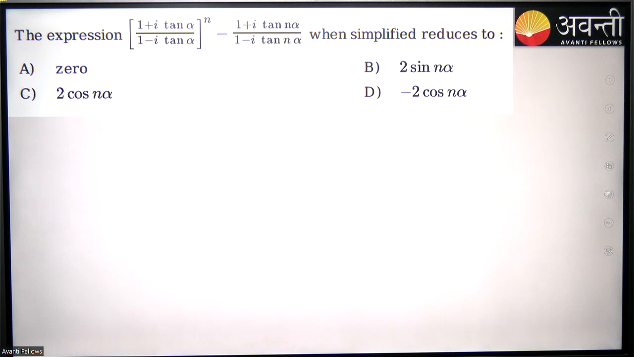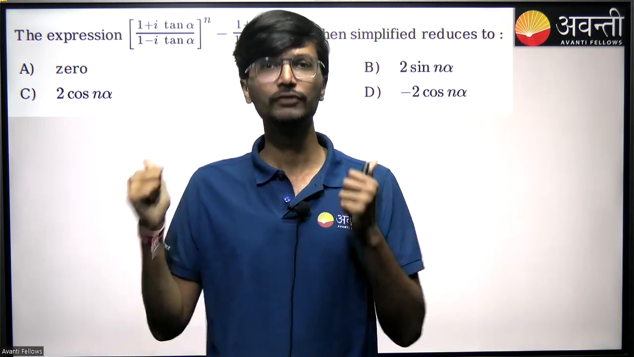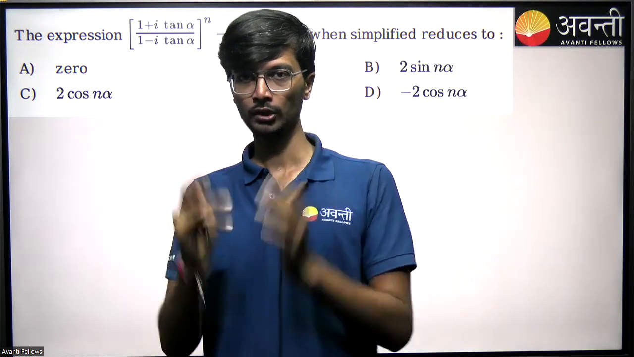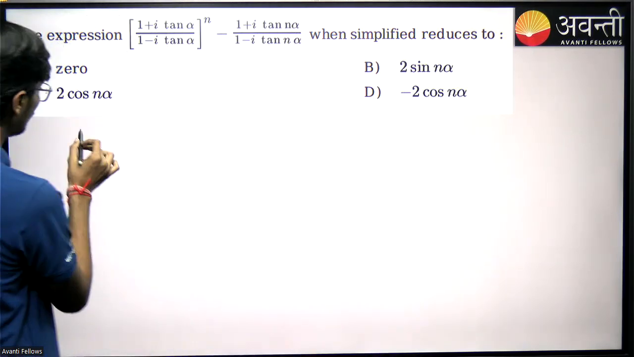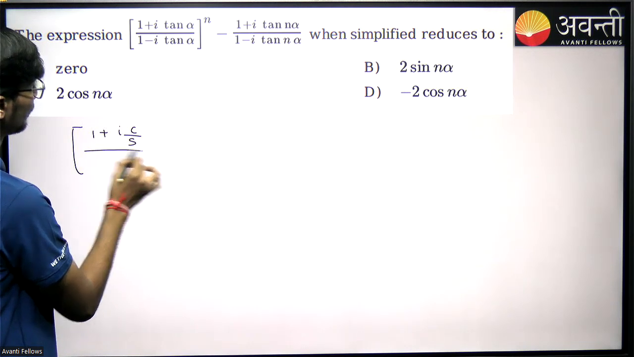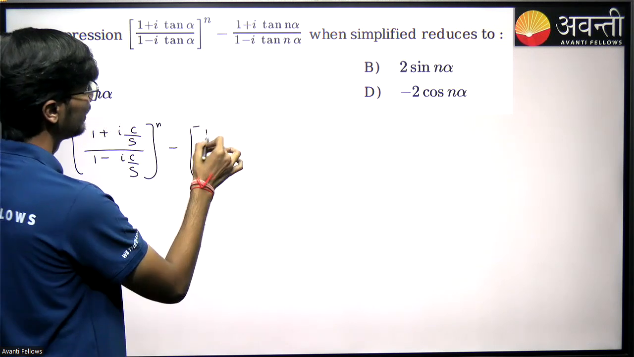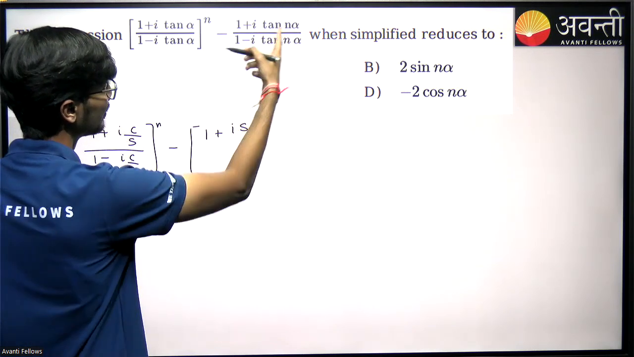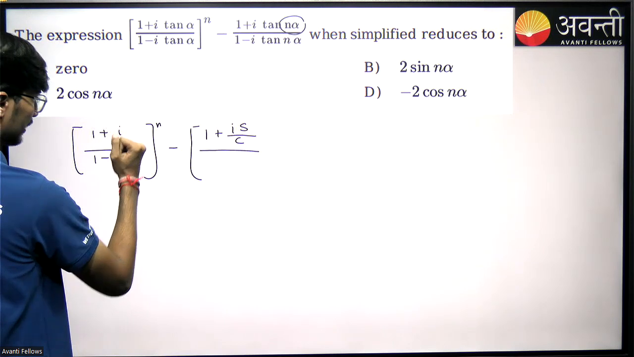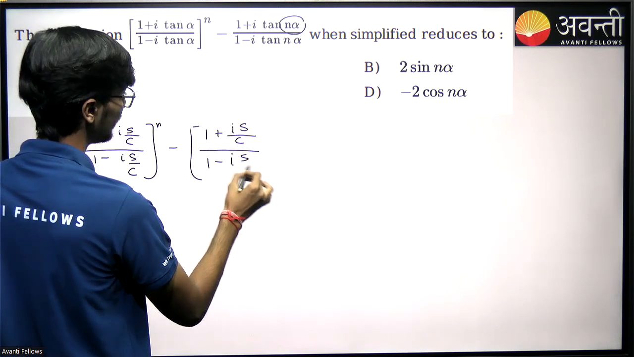Let's see the next one. Yeah, this is again a good question, but not so tough, of complex sum. So we know that we can write tan as sine upon cos. So let's try it here. So this expression will become 1 plus I into sine upon cos, upon 1 minus I into sine upon cos, raised to the power n, minus the same thing, 1 plus I into sine upon cos, where the angle is n alpha, upon 1 minus I sine upon cos.